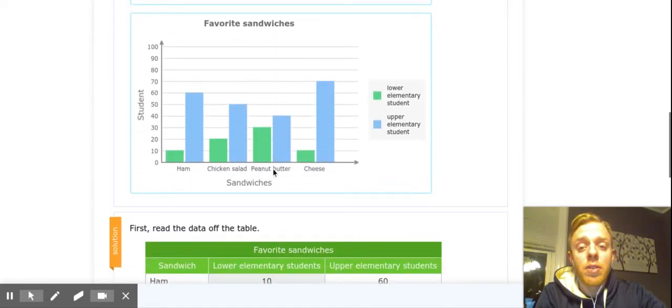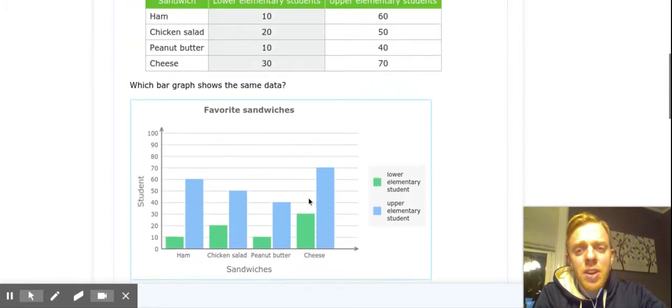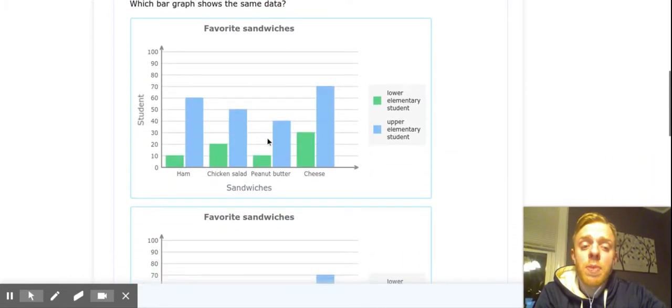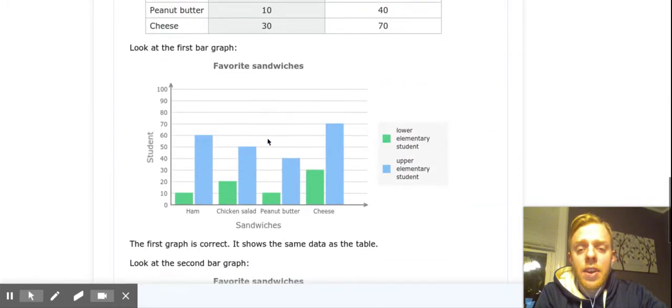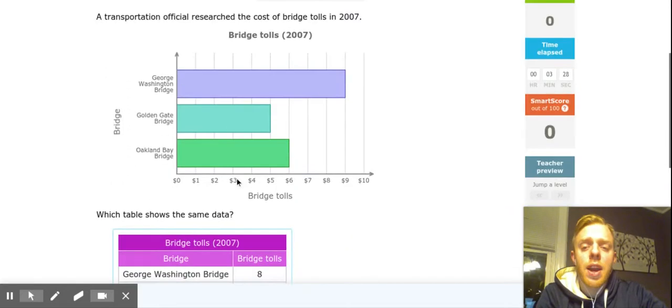Now I can look at these other ones and realize, this one doesn't seem right. Oh, cheese only goes to 10 for lower elementary. Well, if you remember, cheese needs to go to 30. So it's really about just paying close attention to detail. So we know what our solution is supposed to be. Now we can get back to some practice.